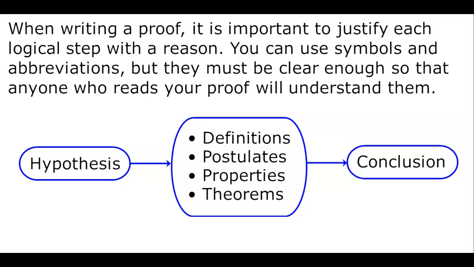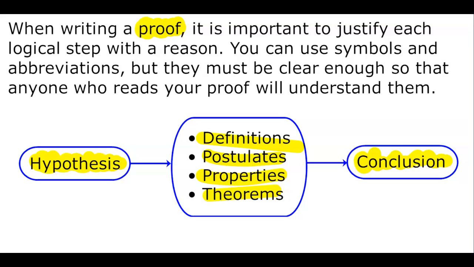So there's a few things we need to know about something called a proof. When we write proofs, we have to have justification for everything that we say. Oftentimes, you have some type of hypothesis, something you begin with, and then in the middle, you're going to use definitions, postulates, properties, theorems, to try and prove something, a conclusion.